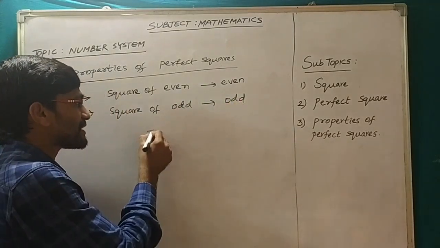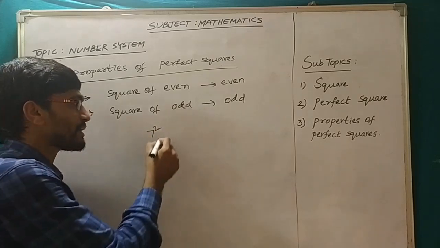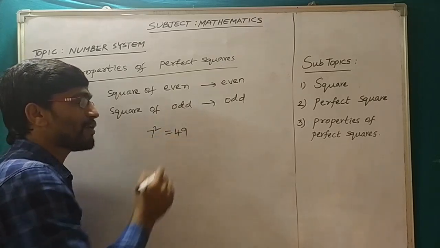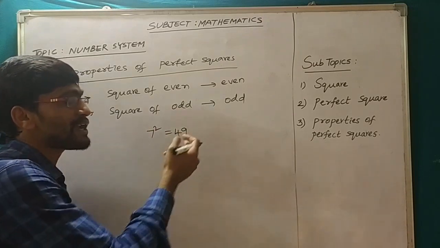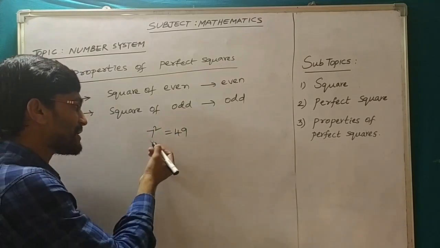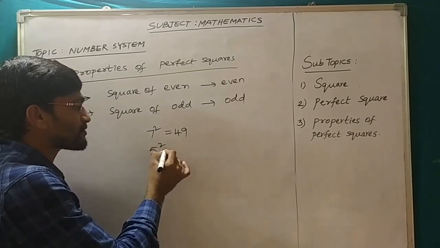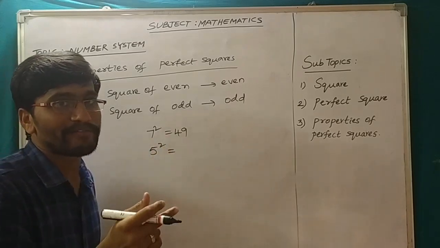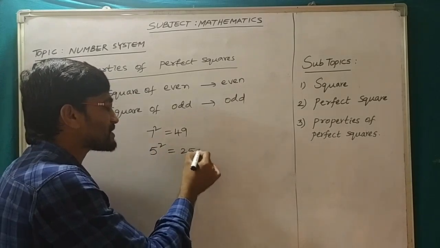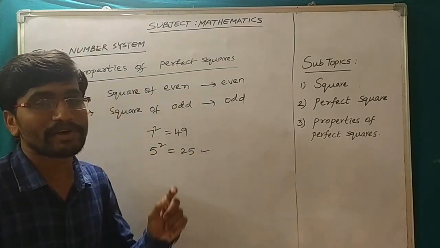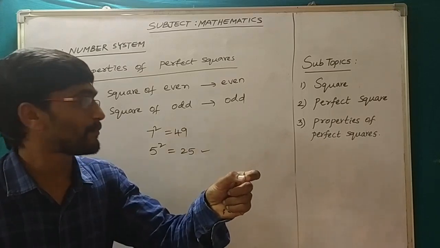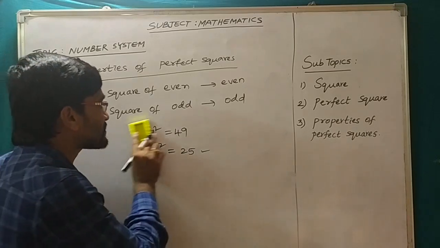Let us consider a number 7. Square of it, 7 square gives what? 7 into 7, nothing but 49. 49 is an odd number. Let us consider another number 5. 5 square is nothing but 5 into 5, which gives 25. 25 is also an odd number. That means the square of an odd number is odd.